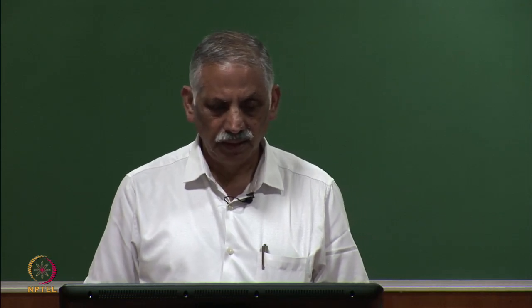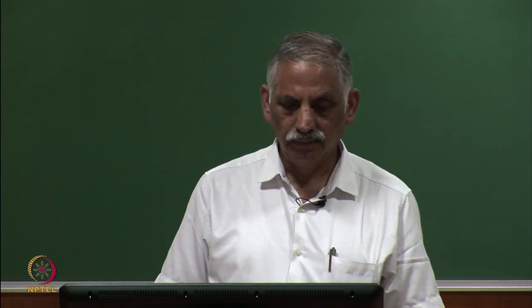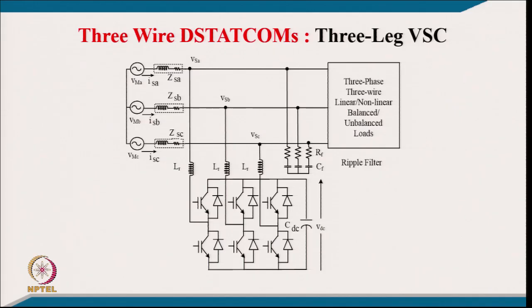So, consider this typical 3-leg voltage source converter. You have a 3-phase supply system with a 3-phase load, and we have a 3-phase voltage source inverter here with interfacing inductance, and at the point of common coupling we have this ripple filter RF and CF, which is responsible for eliminating the voltage ripple generated at the point of common coupling by the switching of this voltage source inverter. The DC link voltage VDC across the DC link capacitor we have to regulate to a constant reference value, otherwise this converter will not operate successfully as a D-STATCOM.